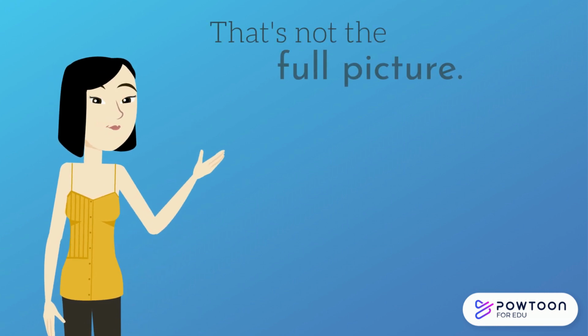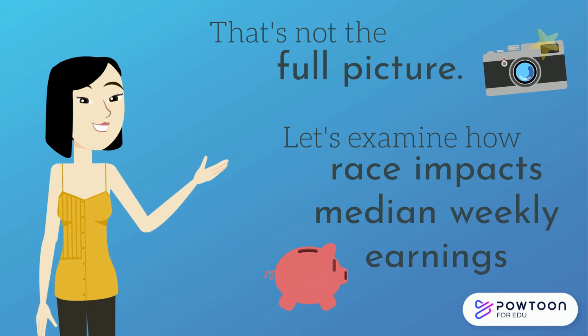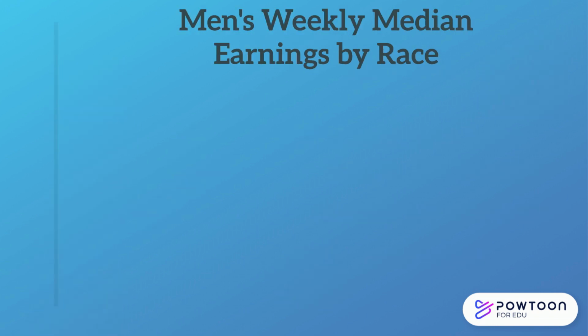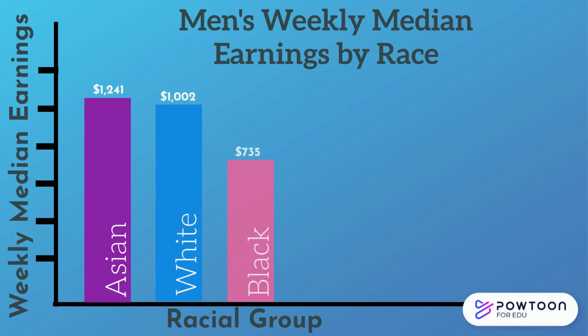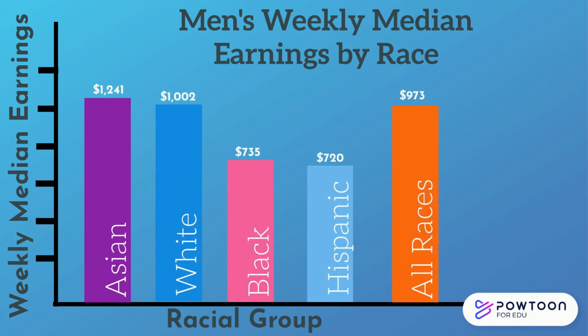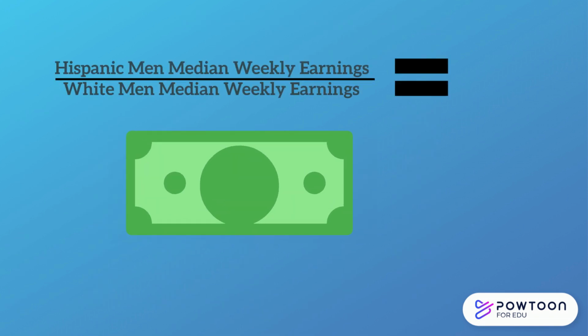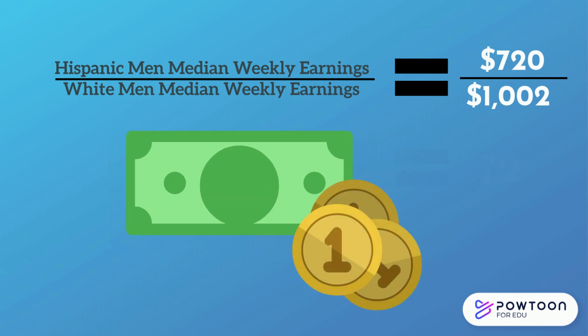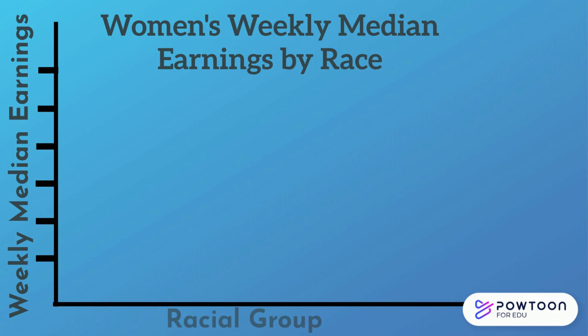However, that's not the full picture. Let's examine how race impacts pay for median weekly earnings. For men, we can see that Asian men have the highest median weekly earnings with $1,241, while Hispanic men have the lowest weekly earnings at $720. To put that into perspective, that means that for every dollar a white man makes, an Hispanic man typically makes 72 cents.